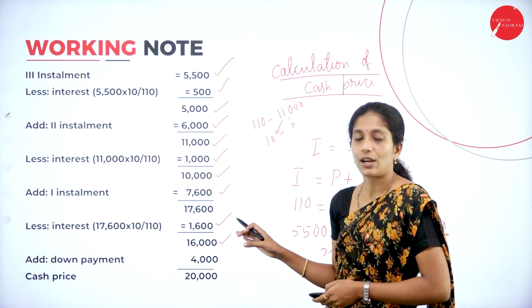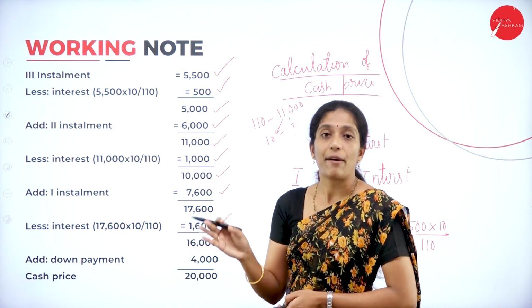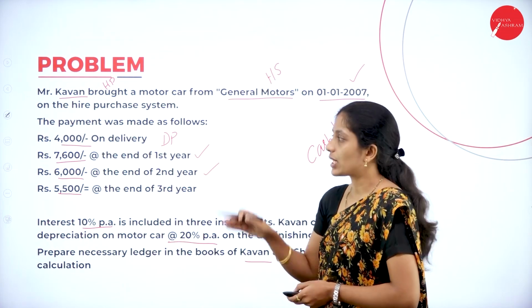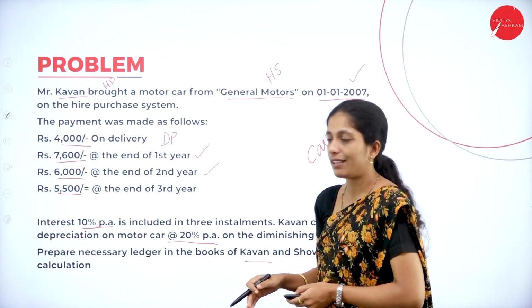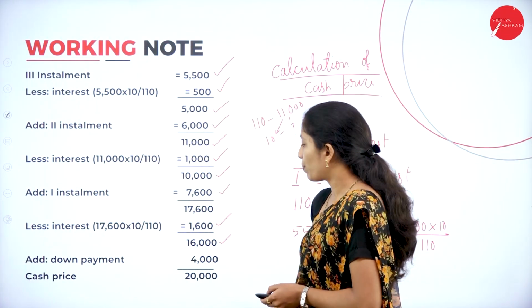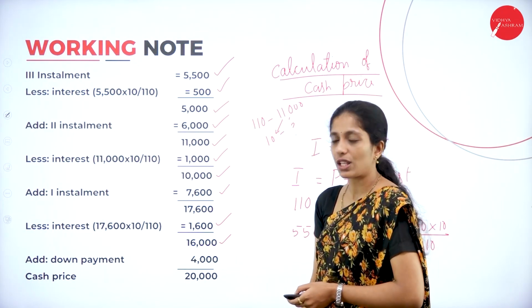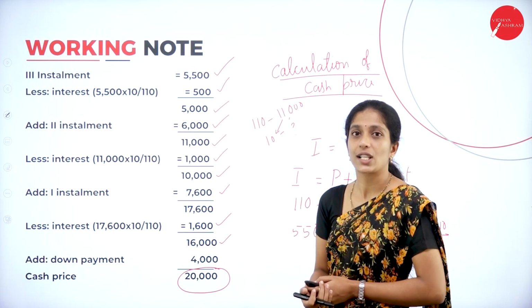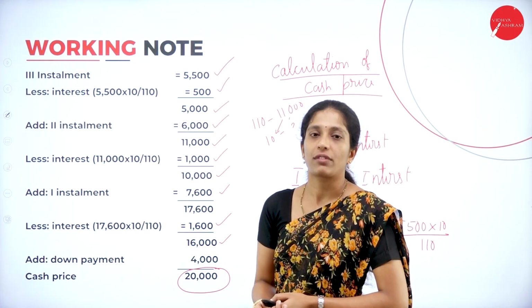For this 16,000, they have also made a down payment. The down payment is given as 4,000 rupees on delivery. So add this down payment: 16,000 plus 4,000, and we'll get 20,000. What is this 20,000? This is the cash price of the asset.